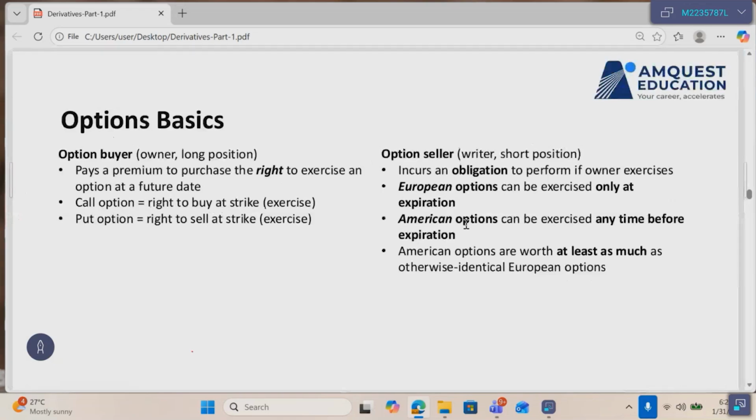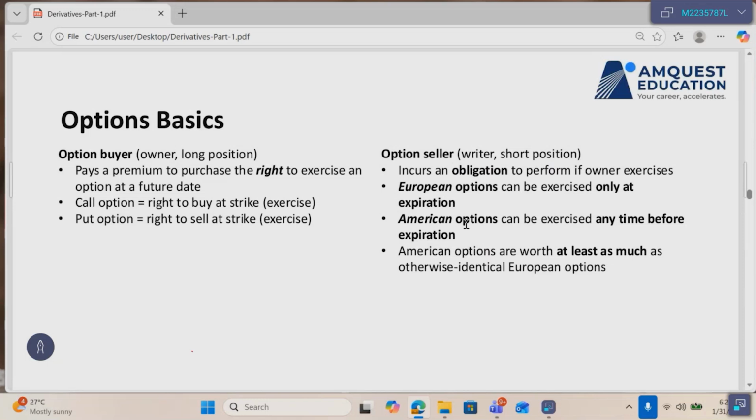Now in a forward or future, you have no choice. You have to go ahead with the price. If I decide that I have to buy Reliance at 1500 after 3 months, I have to buy at 1500. I don't have a choice to back out. I cannot back out from the deal. But in an option contract, you have the right to back out of the deal.